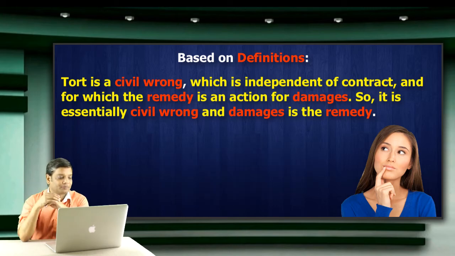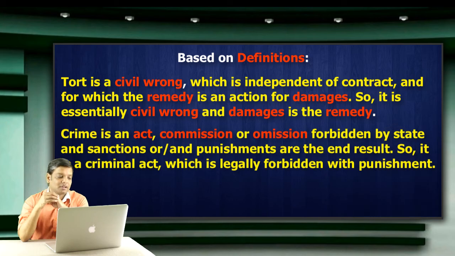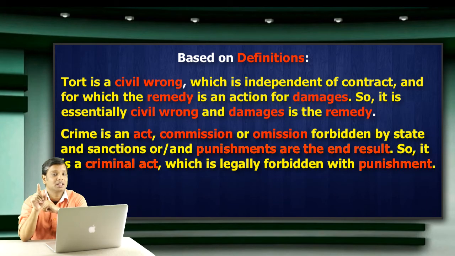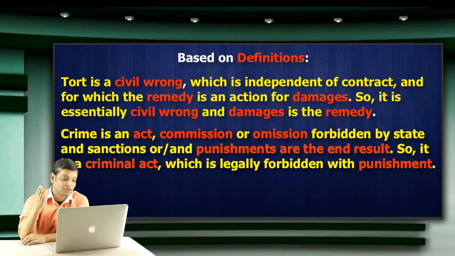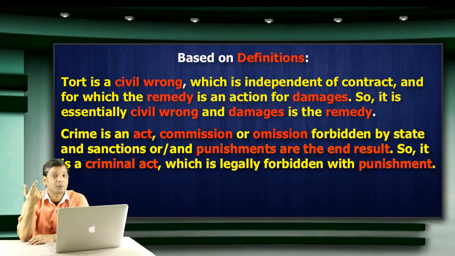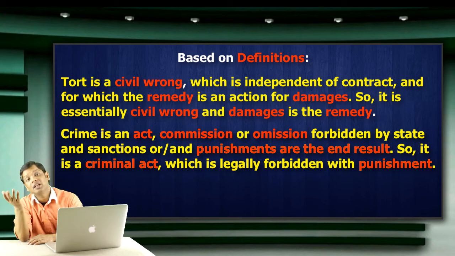Whereas crime is an act, commission or omission forbidden by the state, and sanctions and punishments are the end result. Focus on this. So it is a criminal act which is legally forbidden, with punishments. So what is the thing that you should focus on here? That is commission or omission which is forbidden by the state, so forbidden by the law.